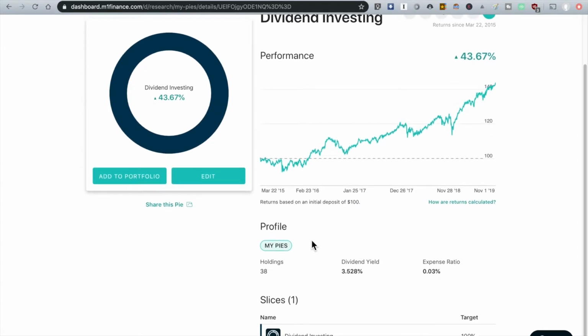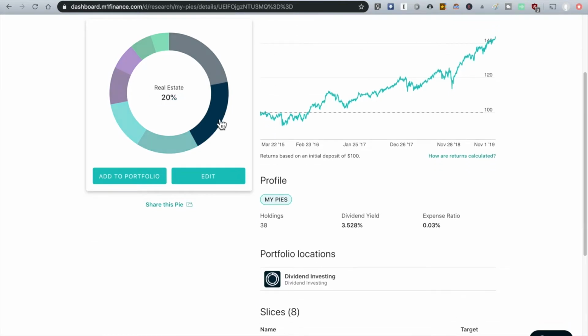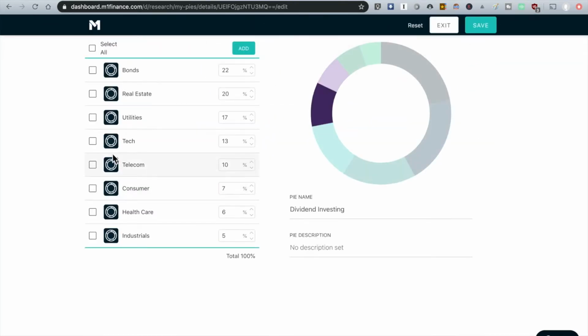I have 38 holdings. This is my dividend yield and my expense ratio. And if you're clicking my pies, you can edit the pies, and you could say, okay, I want to invest 22% in this pie that I made for this portfolio. You can also customize this and change it based on your investing strategy. This is what makes M1 Finance really nice, that you can put these stocks in different folders or pies, and you could change the percentage that you're going to invest in these pies really easily.